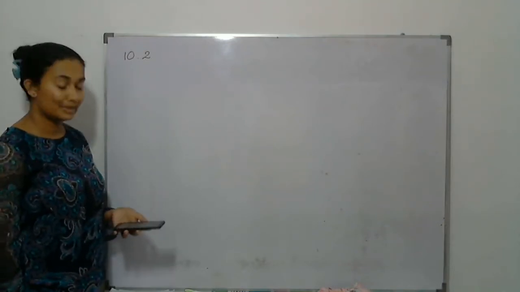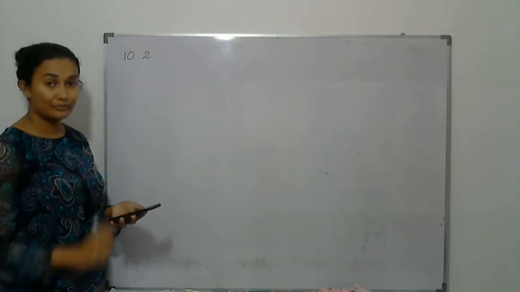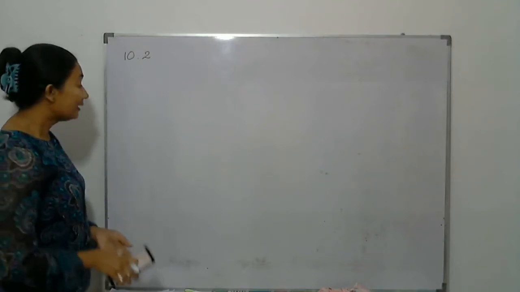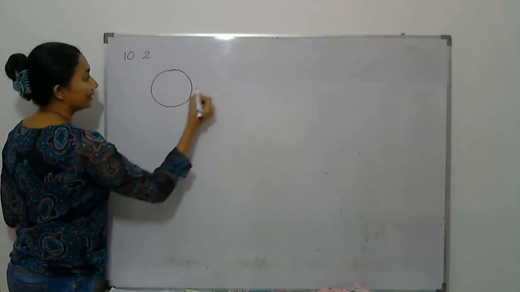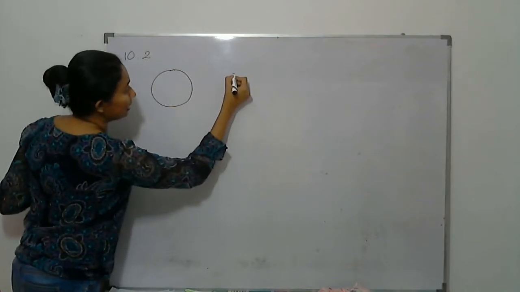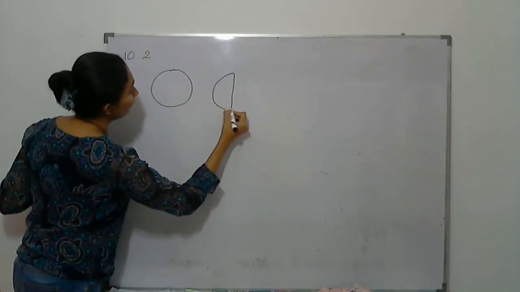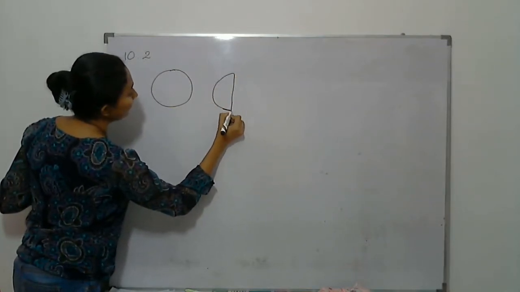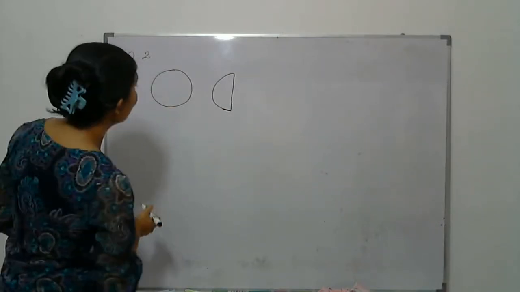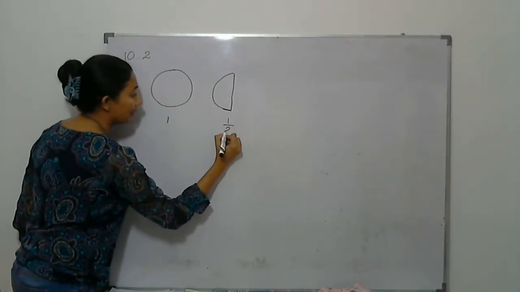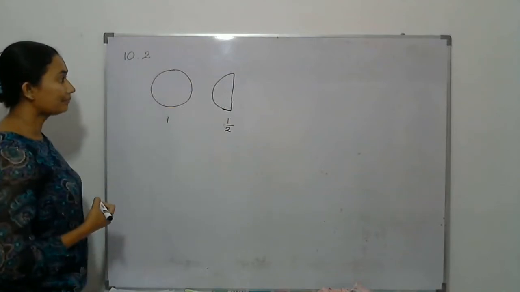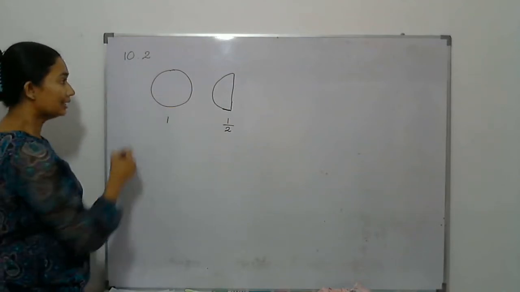Mixed numbers, Mishra Sankhya, improper fractions, Vishama Bhag. Now look at that page. There's a cake and a half of another cake similar to the first one. Here 1 and here's half. Then how to find the total amount?